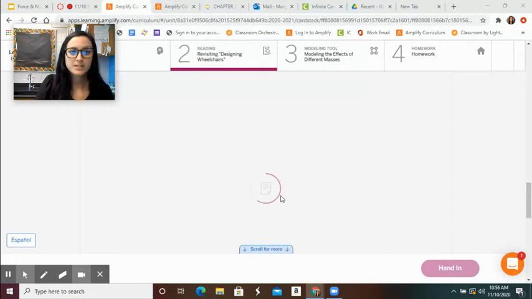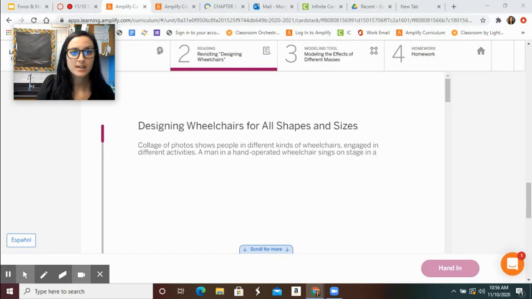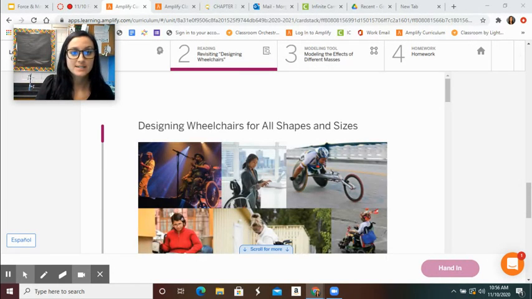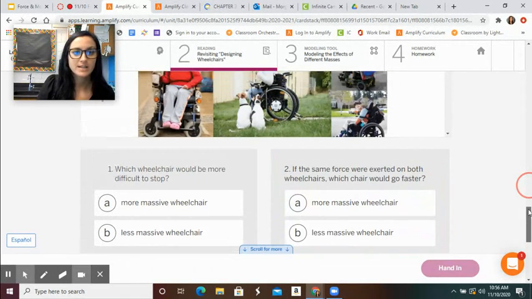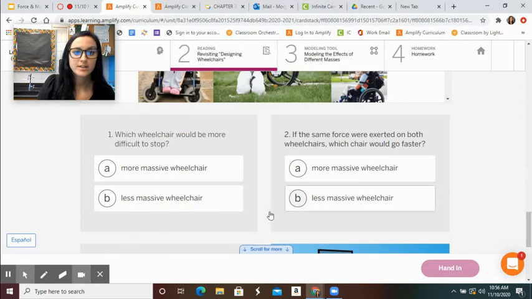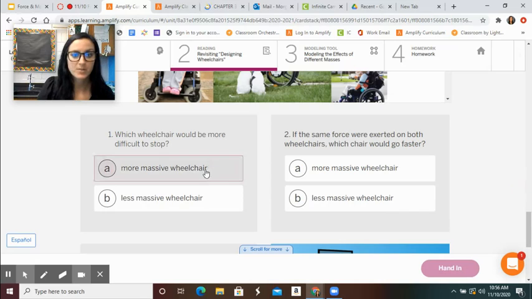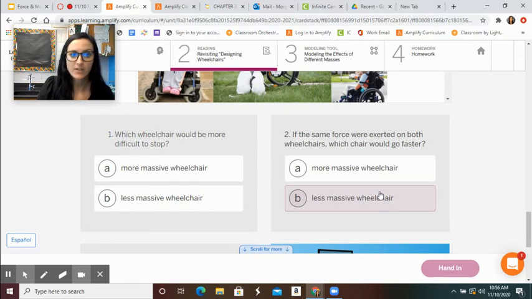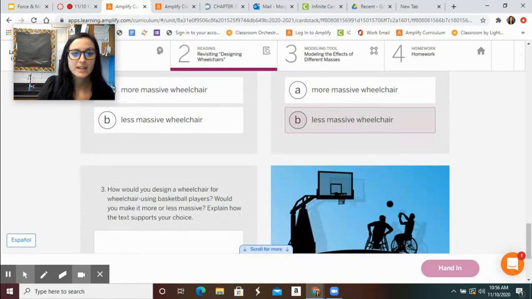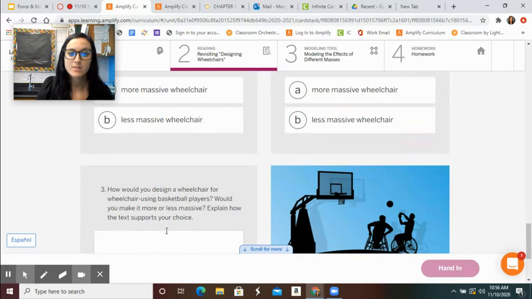You're going to see the article pop up here. What you're going to do is highlight it with any important information that you find. The ideas that we're focused on, you can see down here, there are 3 questions that you're going to answer once you've read it. You're going to look at which wheelchair would be more difficult to stop, a more massive one or a less massive one. Then if the same force is exerted on both wheelchairs, which one's going to go faster? And then how you would design a wheelchair for a basketball player.